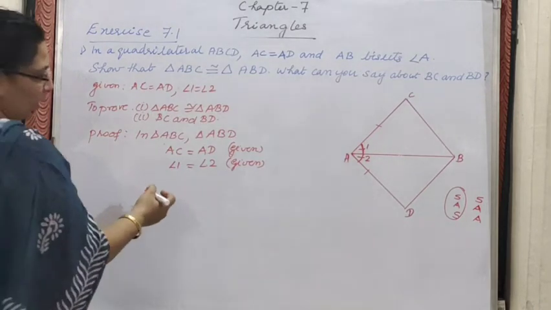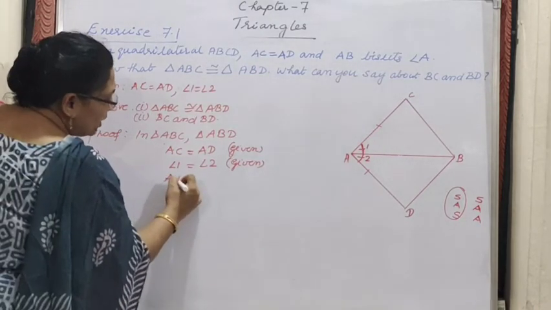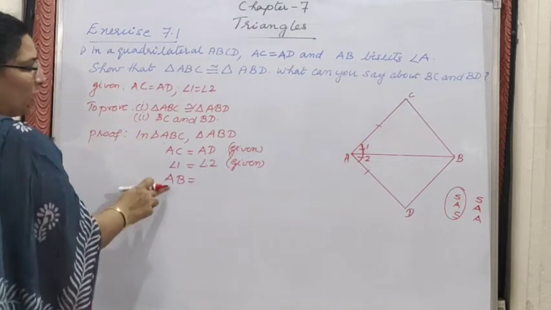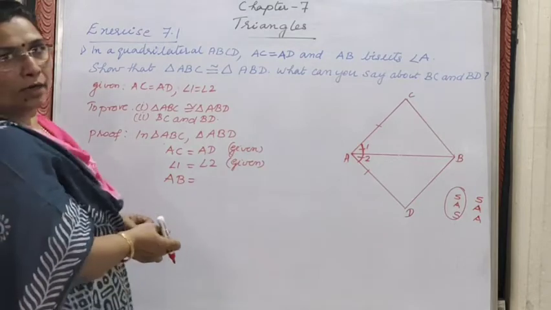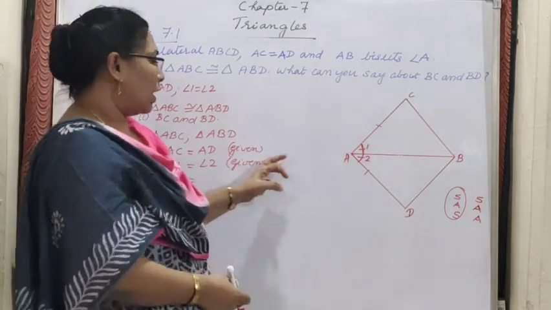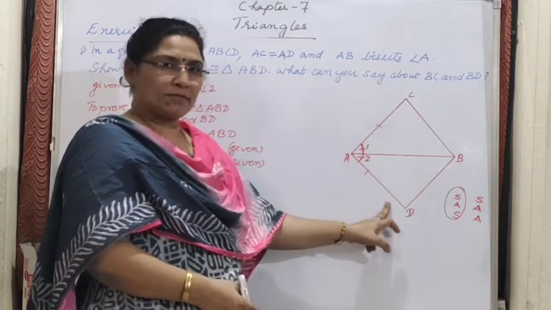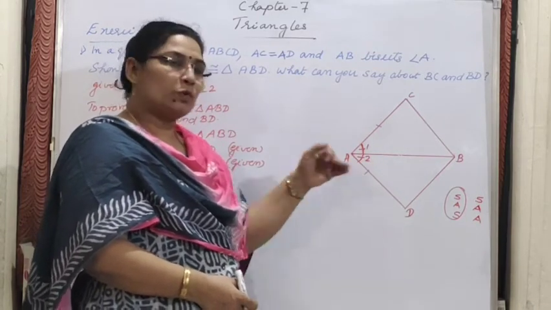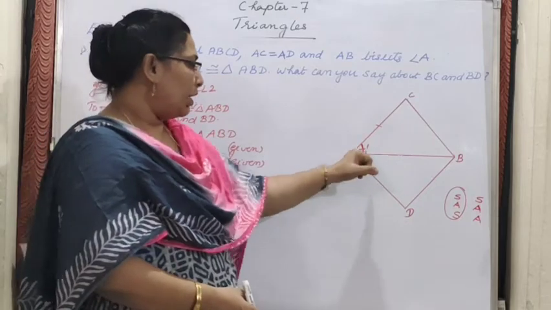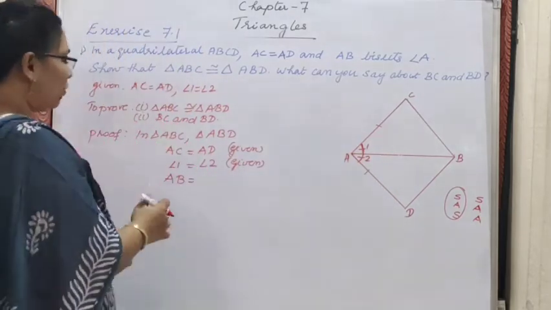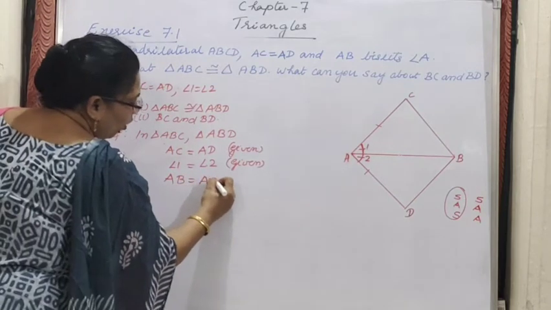Therefore, what is the next criterion? We need one more side. We understood that side is AB only. So in ABC, definitely AB is coming. Now in ABD, if you see, AD is taken and angle 2 is taken. Angle 2 is formed by which rays? AB as well as AD. So AB is coming there also. So AB equal to AB, common.